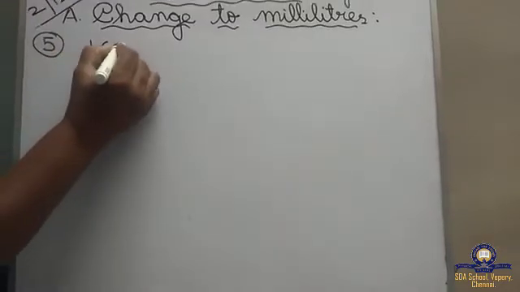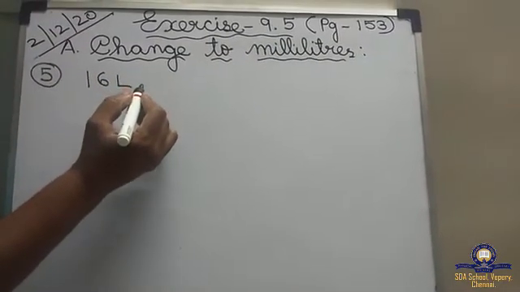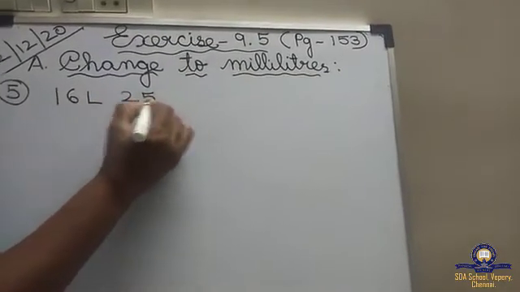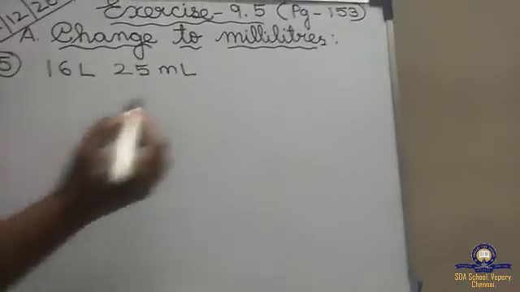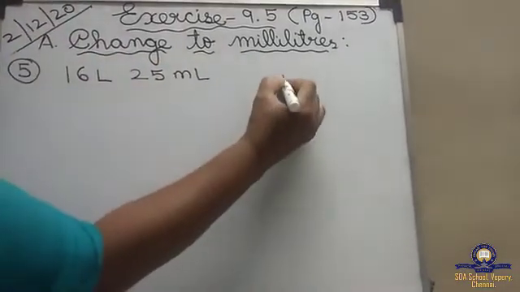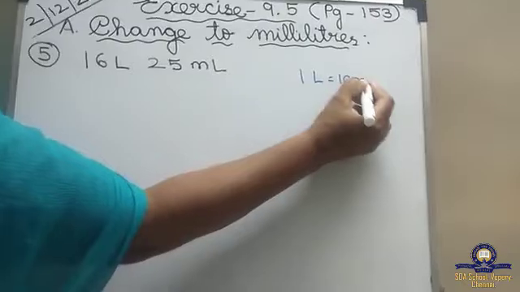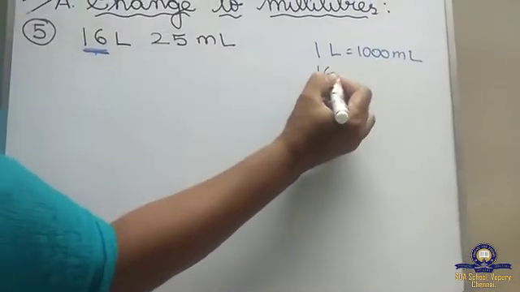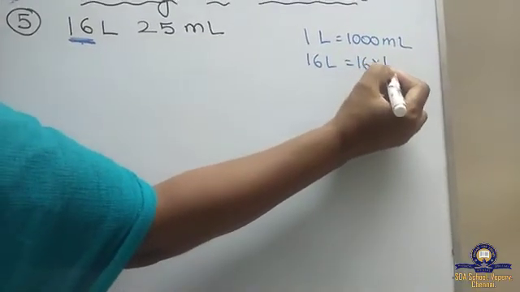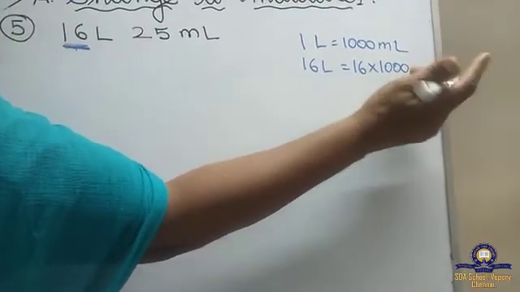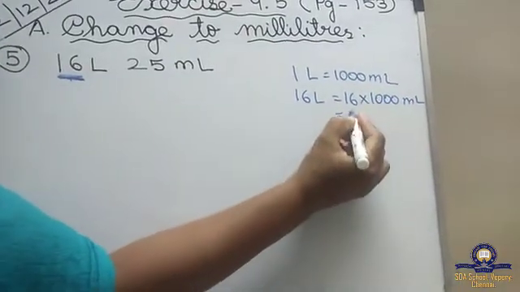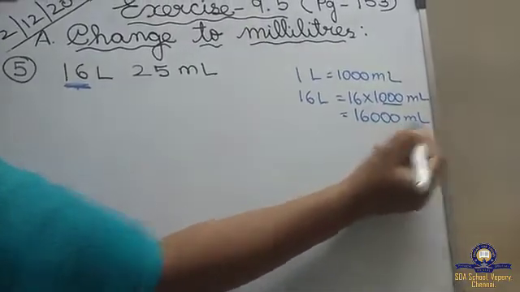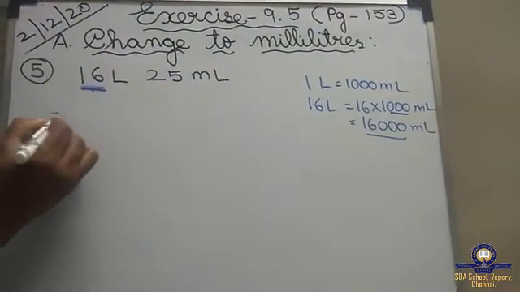See, fifth sum, 16 liter 25 ml. Okay. Now what children? 1 liter is equal to 1000 ml. So 16 liter, here 2 digit they have given. So you have to be careful. 16 liter is equal to 16 into 1000 ml. So what you have to do, children? You have to write the 16 as it is and see how many zeros are there. 3 zeros. So you have to add these 3 zeros. So 16,000 ml. So what answer will come, children?